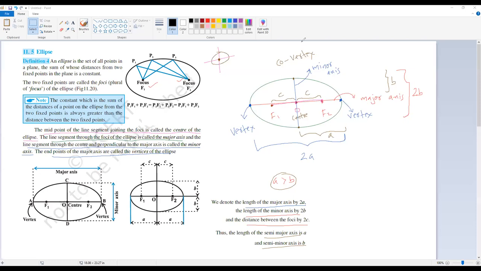Here the picture clearly shows: this is the full length, this is the major axis, this is the minor axis, this is the center, these are the two foci, and here is the vertex. Half of the major axis is the semi major axis, that is A. Half of the minor axis is the semi minor axis, that is B. The distance from one focus to the center is C, and from the center to the other focus is also C, so the total distance between them is 2C. We always assume the major axis is the bigger one.